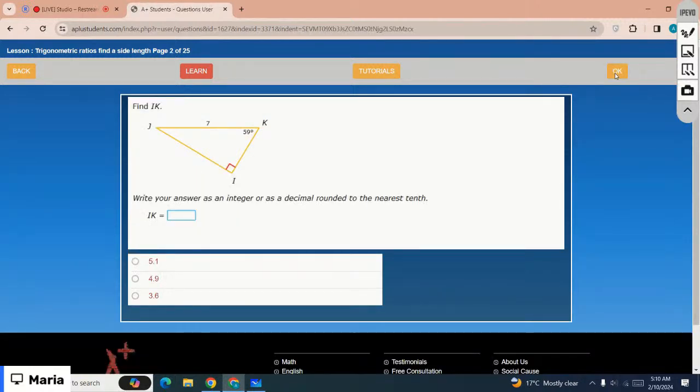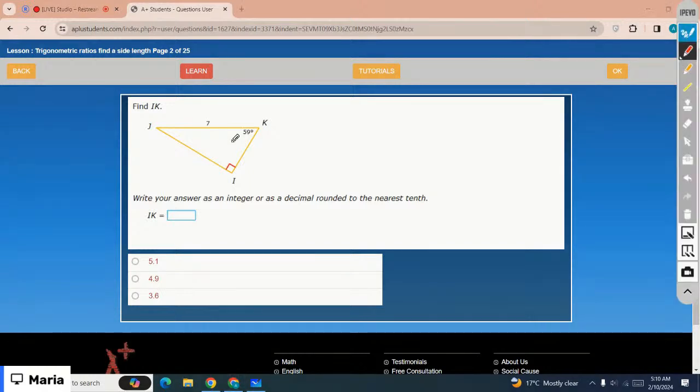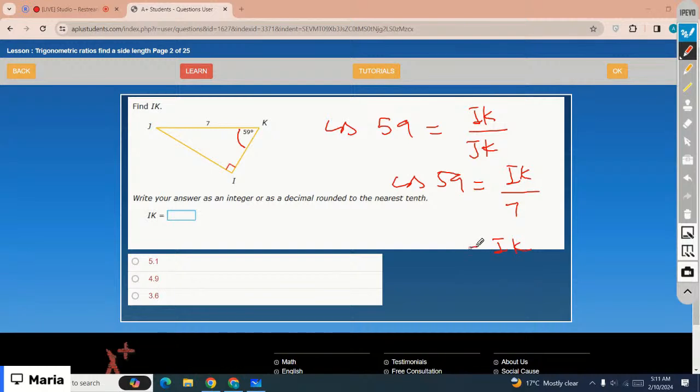Okay, the next one is find IK, right? This side you need to find, right? Again, you need to do cos 59. That is IK divided by JK. Cos 59 equals IK, IK you need to find, that is 7. So IK equals cos 59 times 7, right?